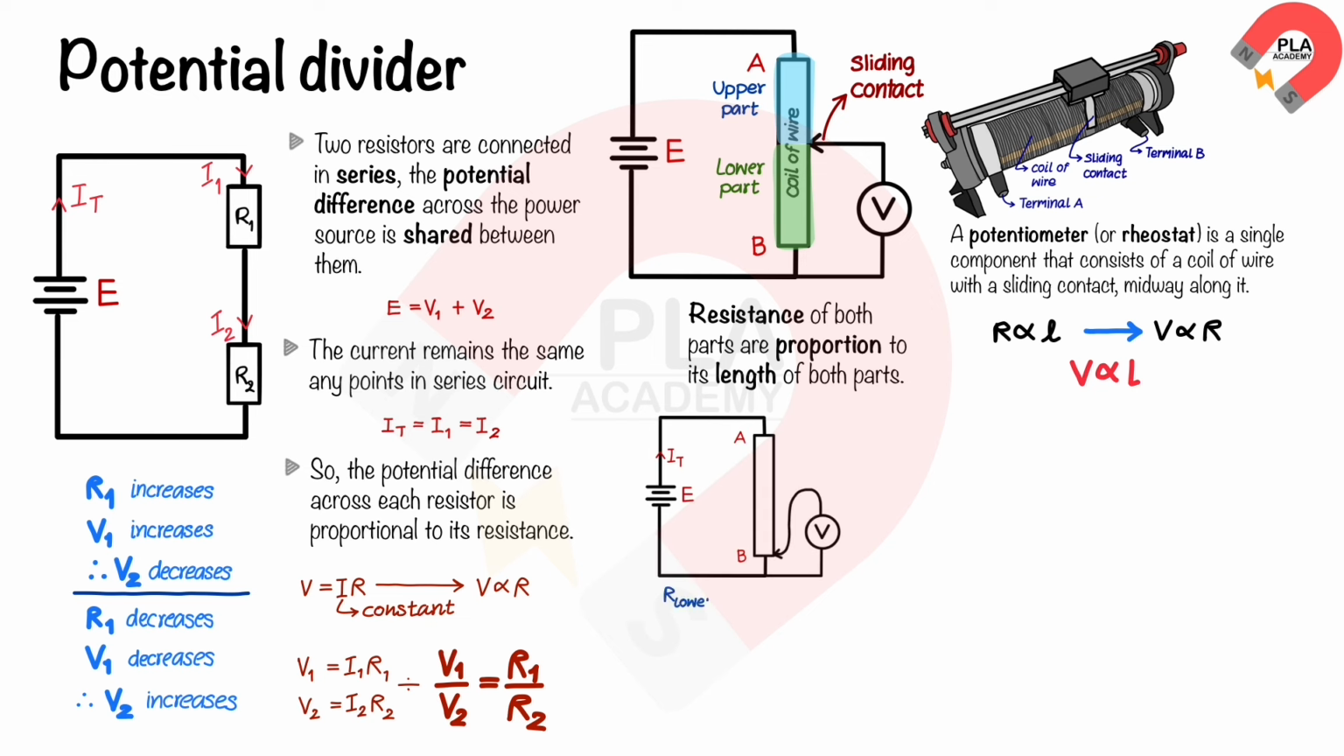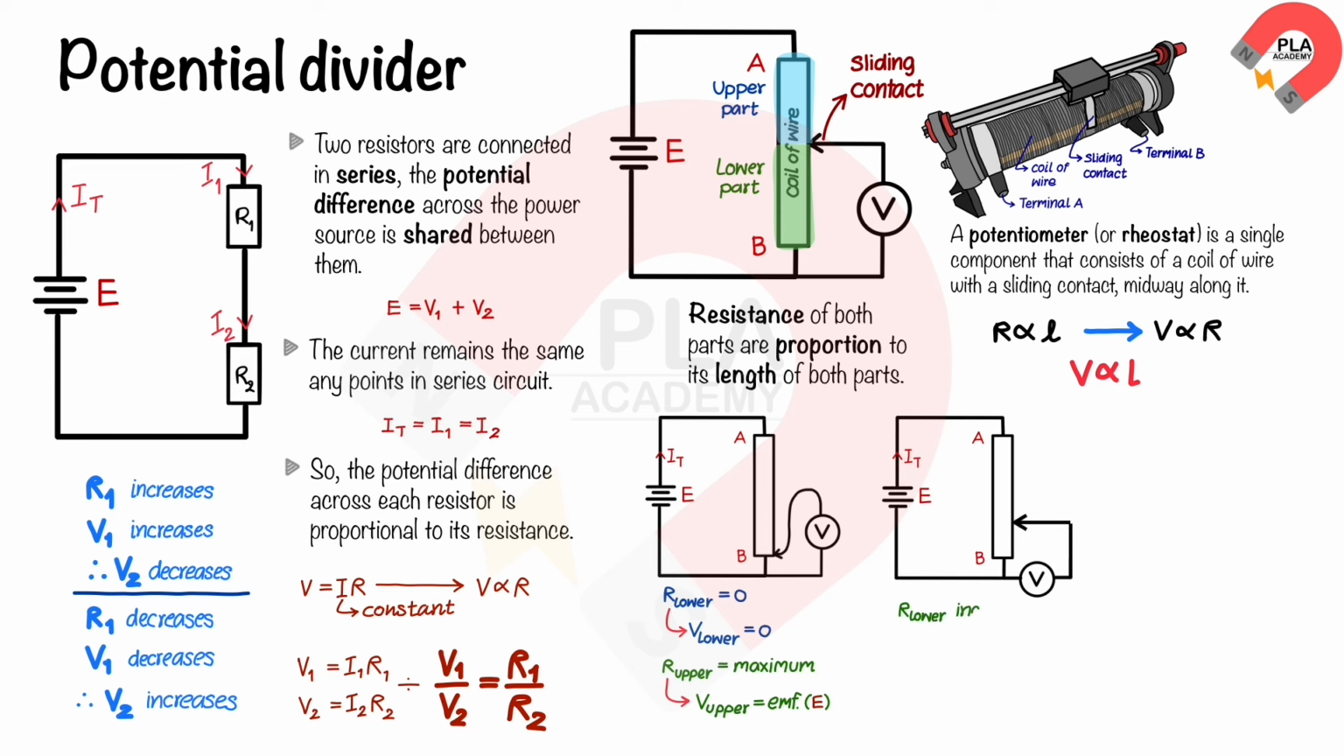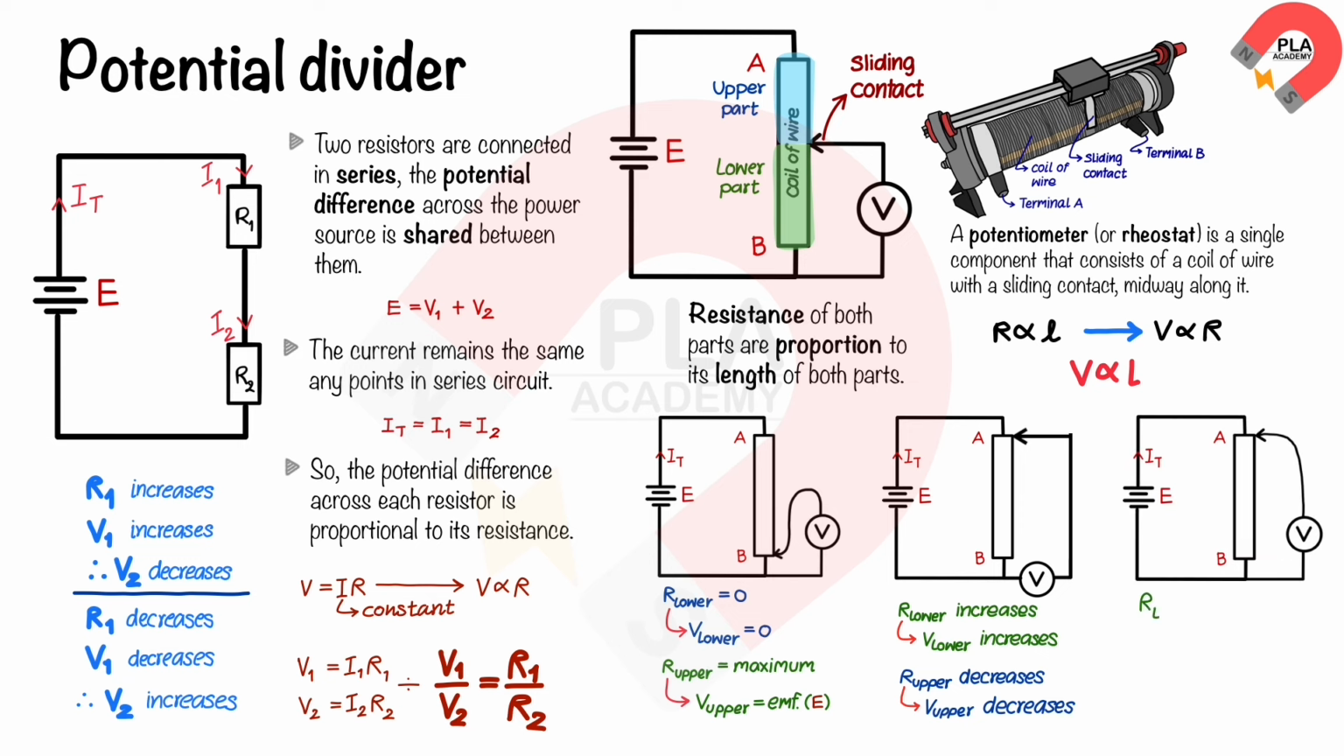If the sliding contact is at point B, the resistance of the lower part is zero, and so the potential difference across it is also equal to zero. While the resistance of the upper part is maximum, and so the potential difference across it is equal to the EMF. If the sliding contact is moved upwards, the resistance of the lower part will increase, and so the potential difference across it will also increase. While the resistance of the upper part will decrease, and so the potential difference across it will also decrease. If the sliding contact is at point A, the resistance of the lower part is maximum, and so the potential difference across it is equal to the EMF of the power supply.